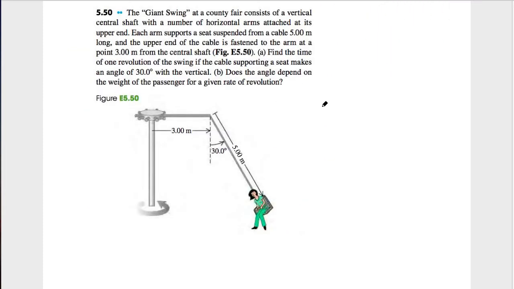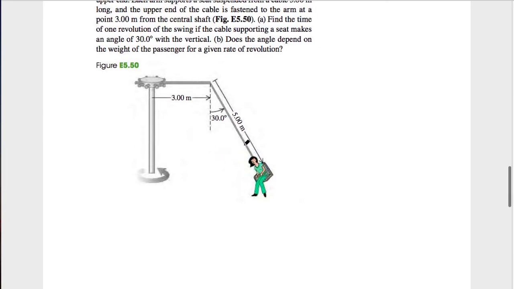So, question 50 consists of this interesting giant swing ride at a county fair, and each arm supports a cable that is 5 meters long, that's this cable here, and that arm is fastened to another arm that is 3 meters from the center of the shaft. So A asks us to find the time of one revolution if the cable supporting the seat makes an angle of 30 degrees with the vertical.